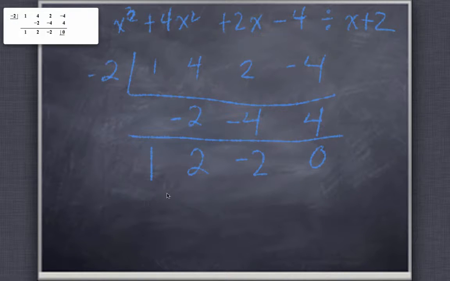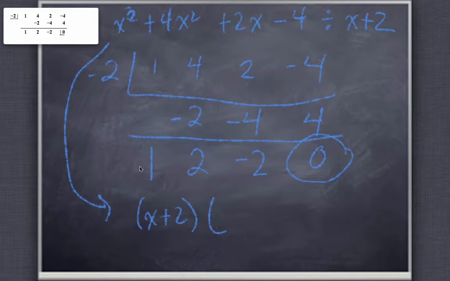The result now is that this has become the constant value. So you started out with cube, squared, x, number. Now we've got squared, x, number, remainder. The fact that this remainder is 0 means it factored out. So this original polynomial is x plus 2 times, and then these are the coefficients of the new guy, x squared plus 2x minus 2.